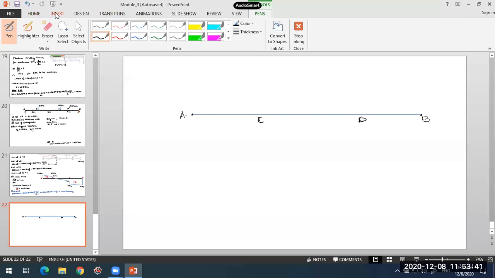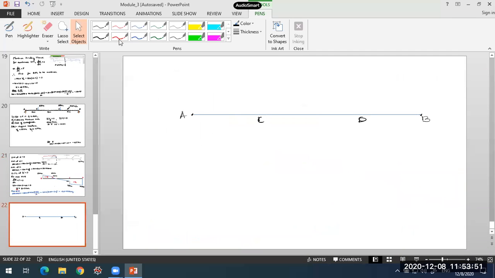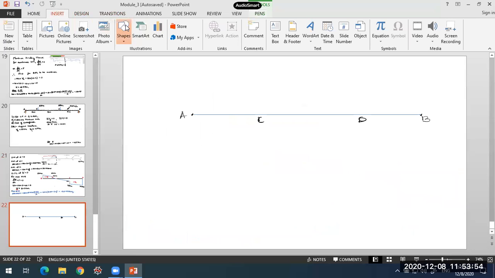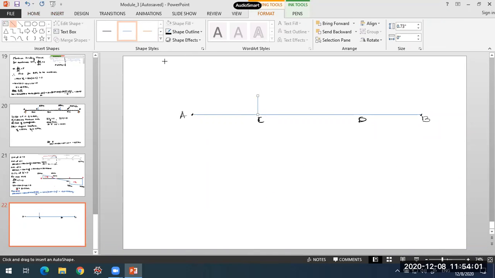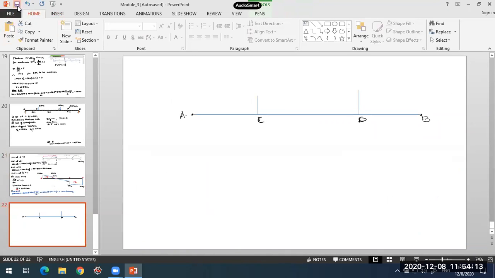What was the value at point C? I had the bending moment value at point C as 320, and at D it is 360. So I'll plot these ordinates, 320 and 360 at D. What is the value of maximum bending moment? It was 401.66 kilonewton meter. Now you can understand how to find the maximum bending moment value.